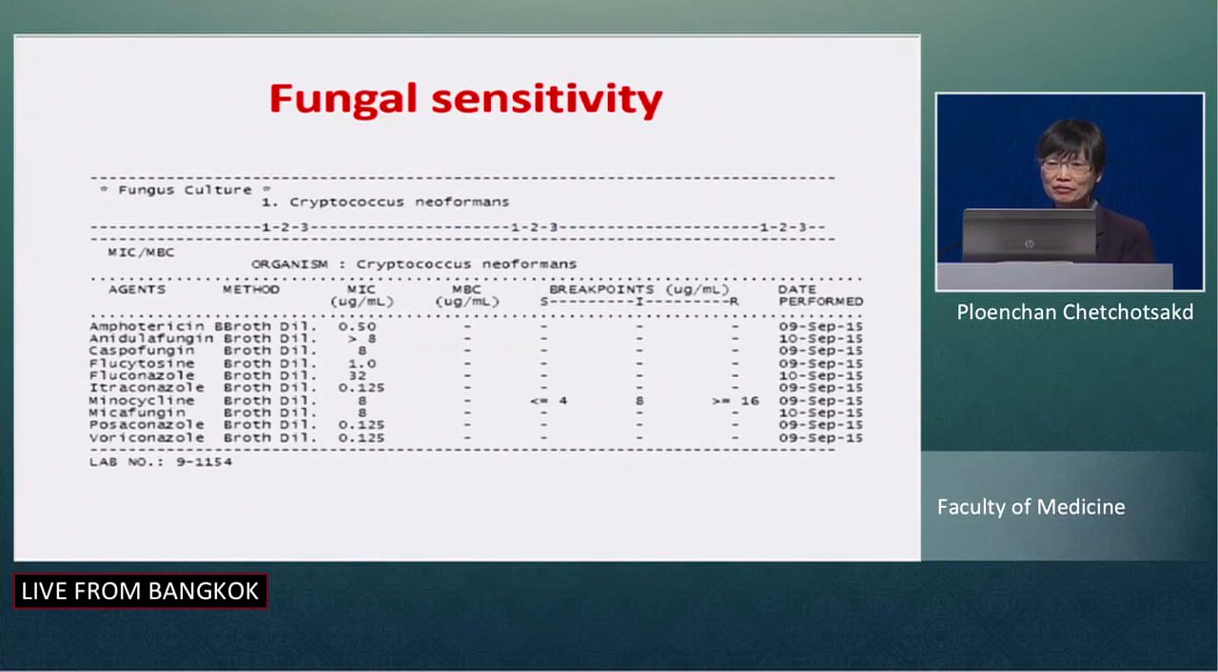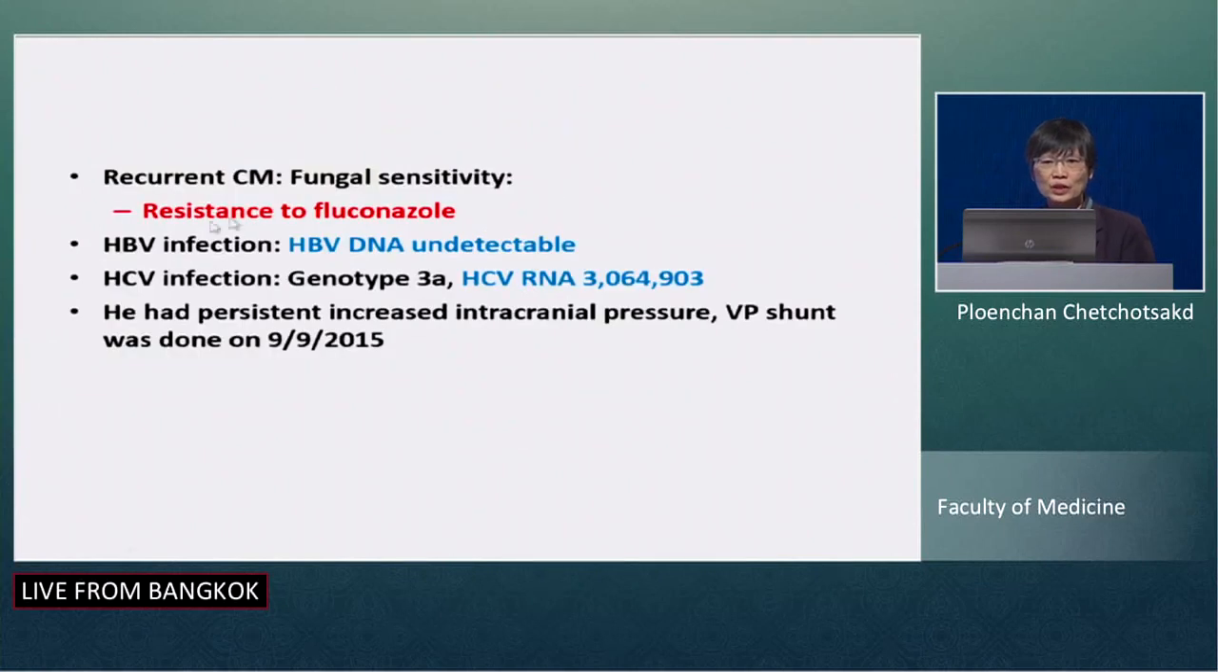We thought it might be drug-resistant cryptococcosis, so we did the fungal sensitivity. You can see here that the fluconazole MIC was 32. So he has a fluconazole-resistant strain. We also did the hepatitis B DNA, which was undetectable. He is quite lucky because he is on just 3TC. Hepatitis C is genotype 3a and the viral load is very high, 3 million. And he has persistently increased intracranial pressure, so a VP shunt was done.